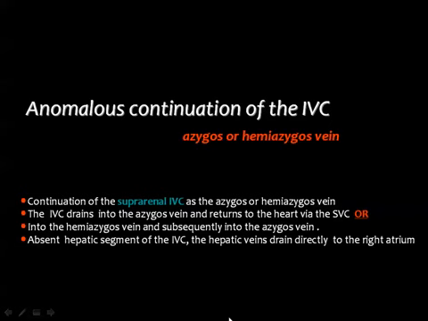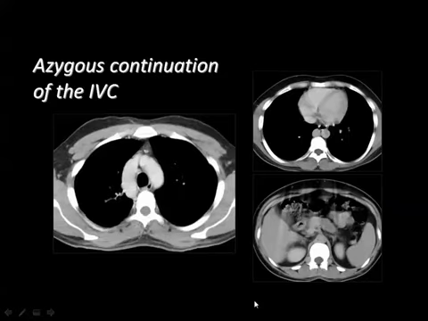Interruption of the IVC, with continuation of the IVC segment above the level by the azygos or hemiazygos vein, can be seen usually in clinical practice. And one of the easiest ways to differentiate between azygos continuation or hemiazygos continuation is to look at the position of the vein in relation to the aorta.